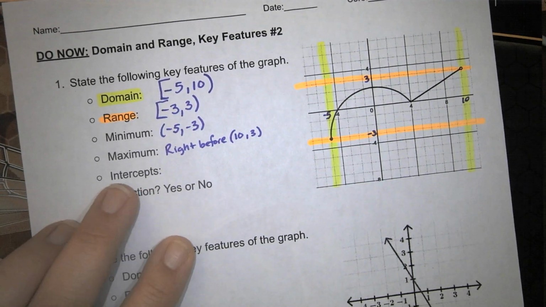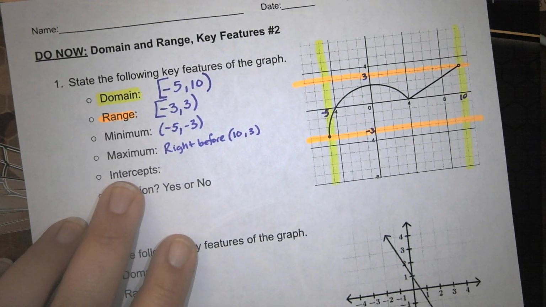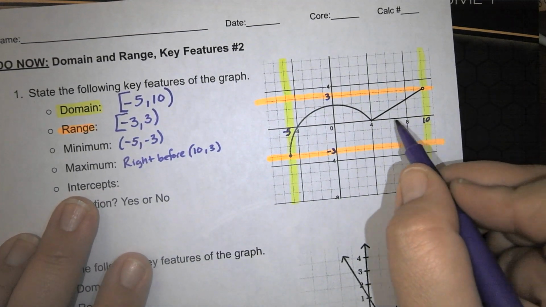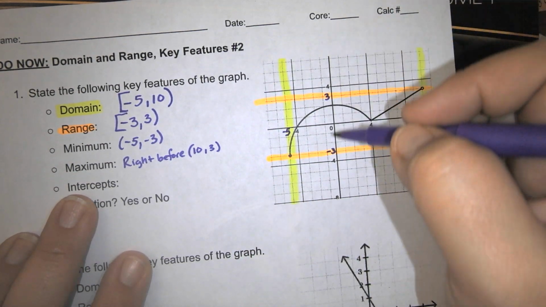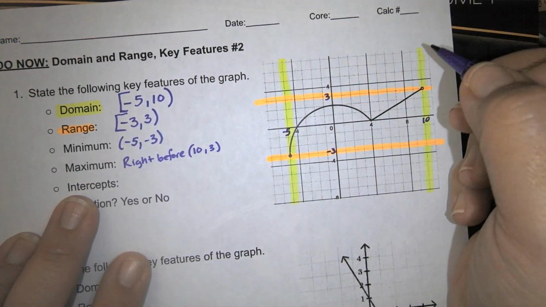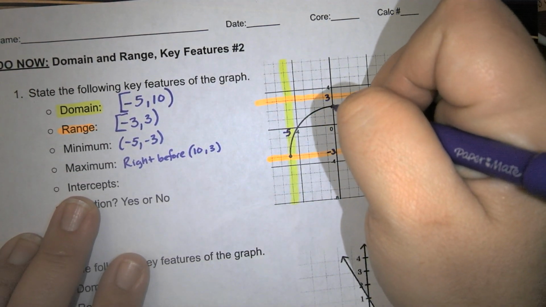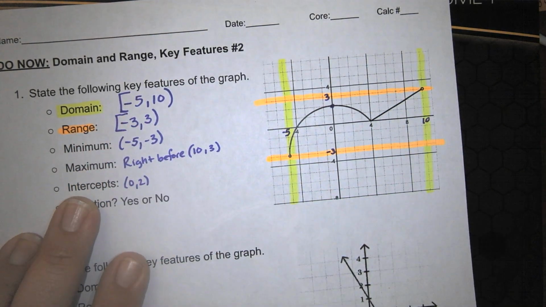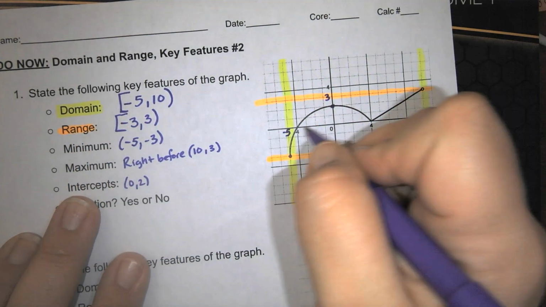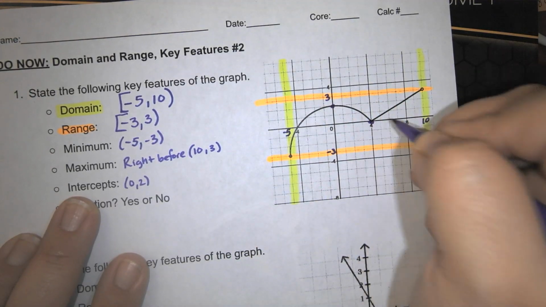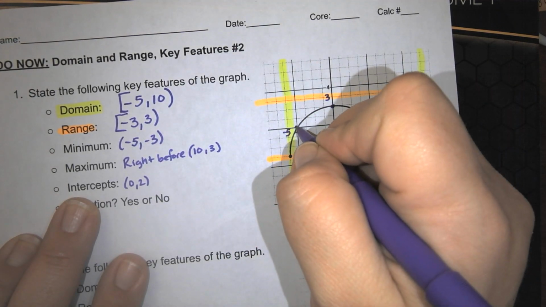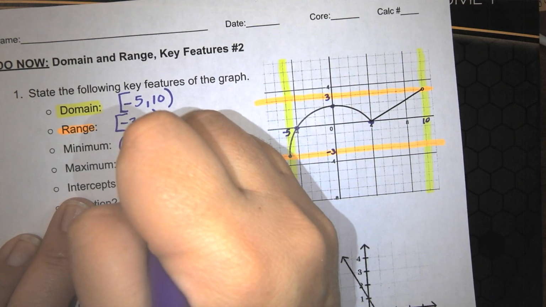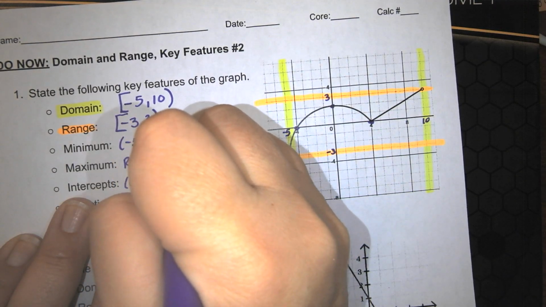All right, for intercepts, we look at all the x and y intercepts. So we look at the x-axis and where does our graph touch, and then we look at the y-axis and where does our graph touch. So if we're looking at the y-axis, I can see that it touches right here. That point is 0, 2. And then if I look across the x-axis, I see it touches here at 4, 0, and then also touches here again at negative 4, 0. So we have two x-intercepts.